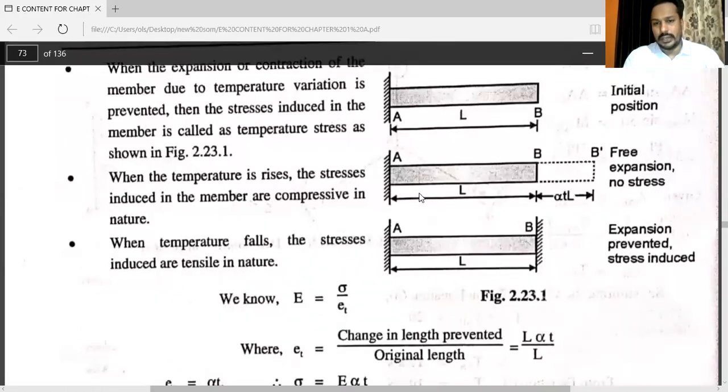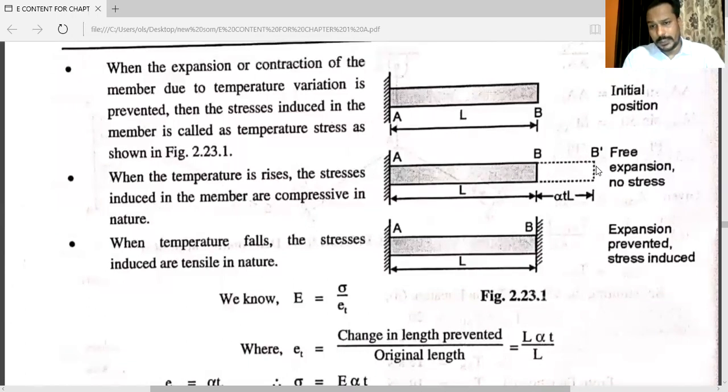See, you can see this diagram. This one is A to B. This is the free expansion, there is no stress. B to B dash, that is free expansion. You can see the formula alpha into T into L, where L is the entire length. Now in this diagram, the restriction is there, from point A to B. This one is L. Expansion prevented, stress induced. So in this case, the stress will be induced.